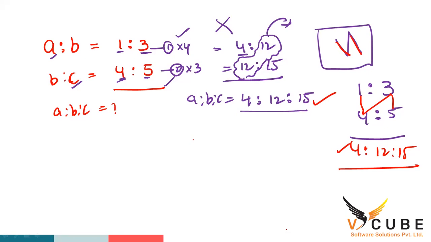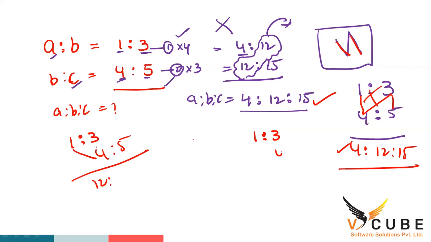Yes, sir. Right. Some people solve the problem differently. The given information: A is to B is 1 is to 3, and you should not write it like this. Write A is to B, given information 1 is to 3, leave a gap, and 4 is to 5. First line: 1 into 4, 4. 4 3s are 12. 3 5s are 15. The answer is 4 is to 12 is to 15.